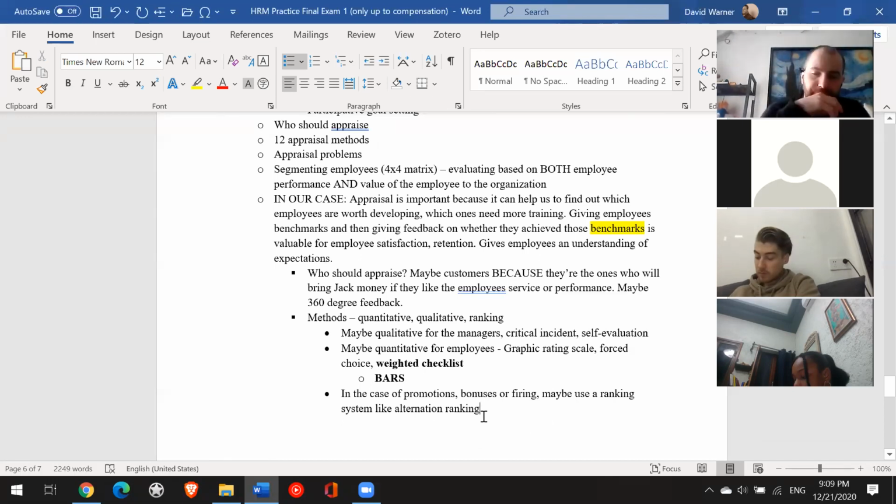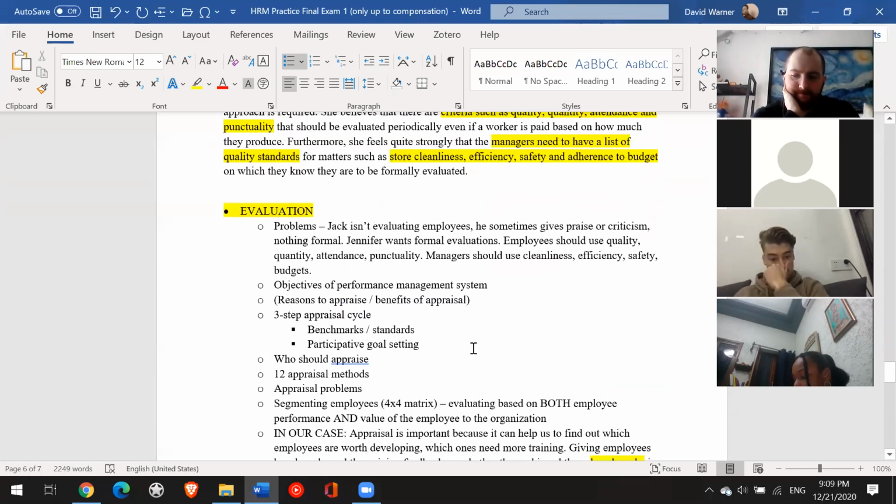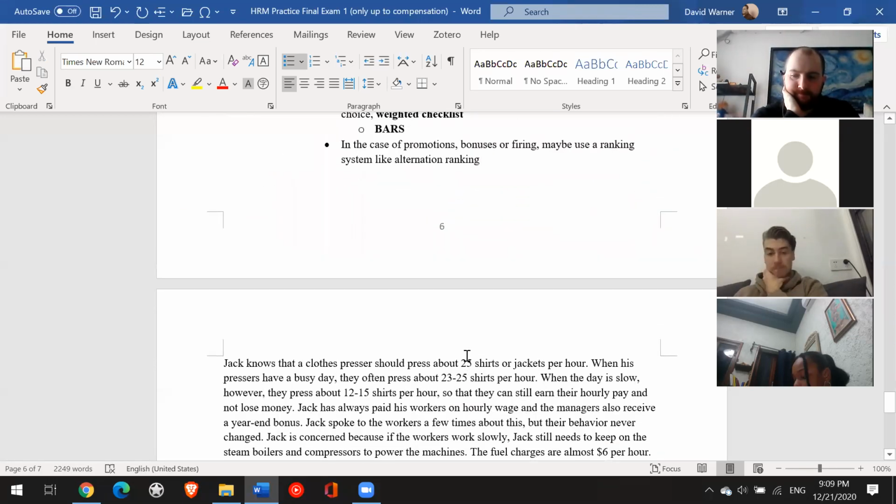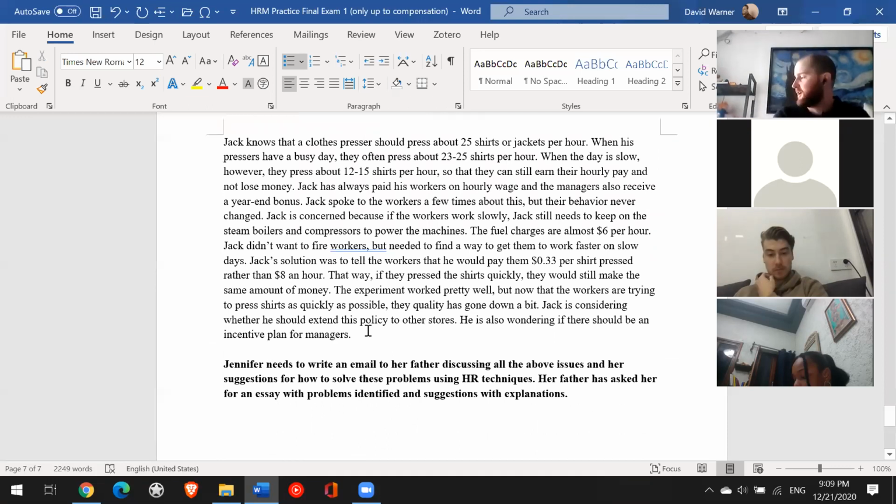Okay, and then I would still want to know why you would choose alternation ranking versus paired comparison, for example. The point is, I want you to know these methods and know the goods and bads of them and apply one. Don't just say, you should use methods. Be clear on which methods and why. So definitely this kind of stuff is going to be on the test, that's a fact. Okay, let's keep going. Last part.